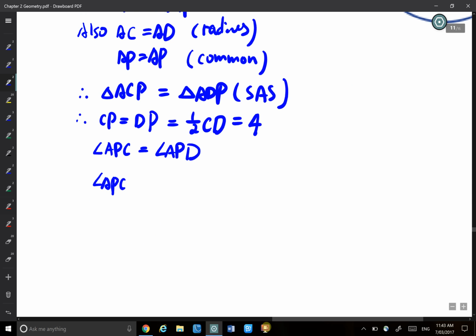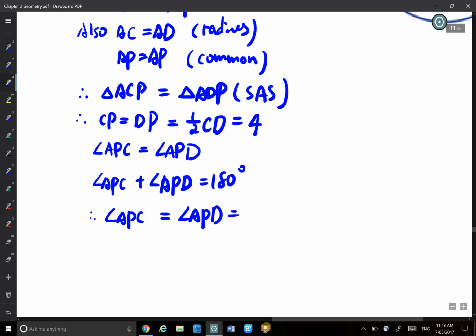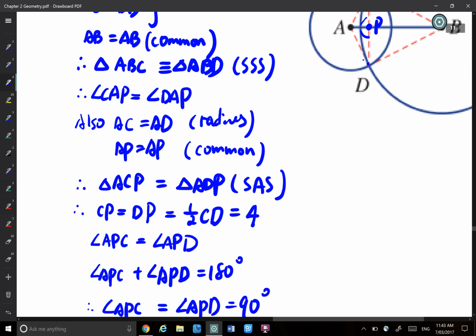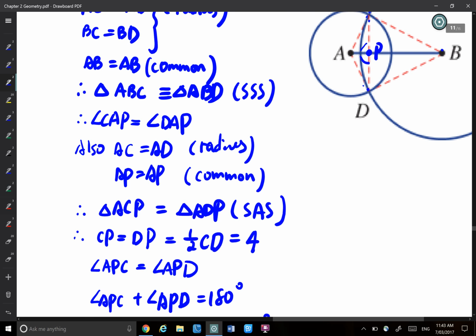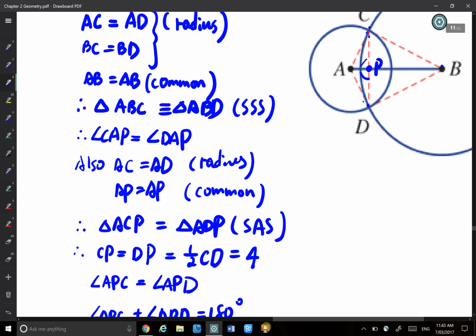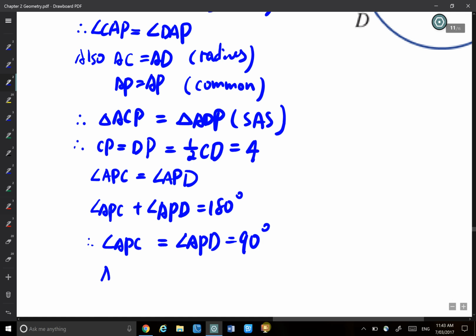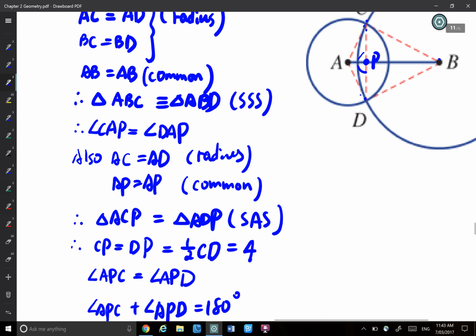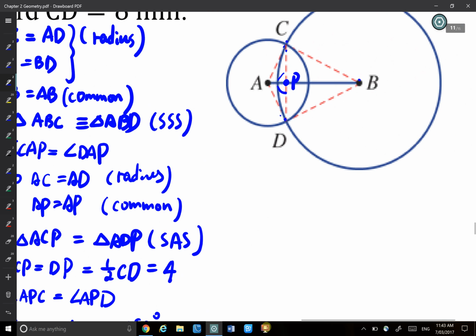Also APC plus APD equals 180 degrees. So therefore APC equals APD equals 90 degrees, because they are equal and add up to 180, so half of that must be 90 degrees. So now I can say AB is perpendicular to CD. Those two lines are perpendicular to each other. Then you have four right angle triangles.